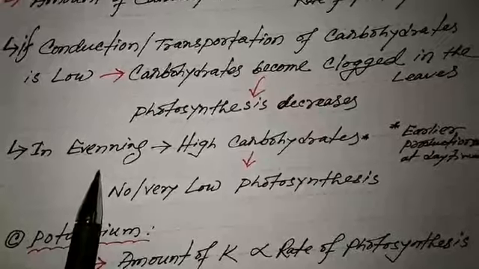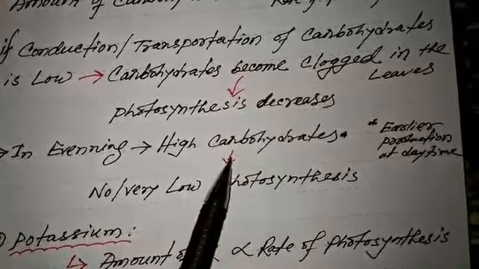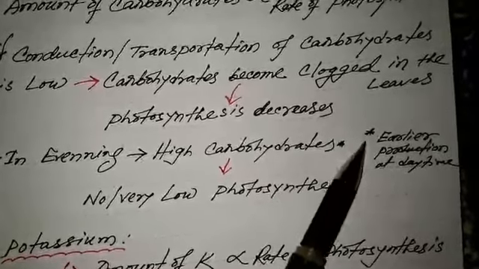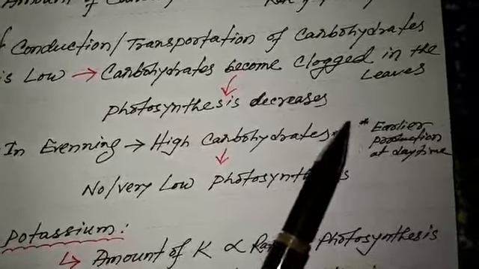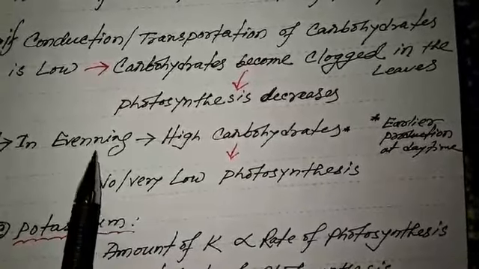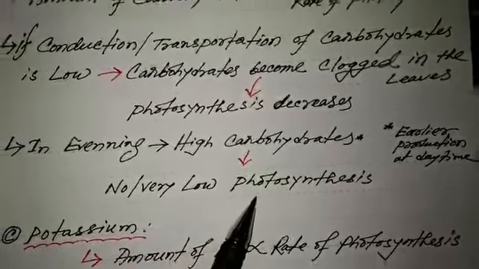And in the evening there is a high amount of carbohydrates, because through the day the production of carbohydrate, production of glucose occurs. That means in the evening there is very low photosynthesis, or sometimes no photosynthesis in the evening.